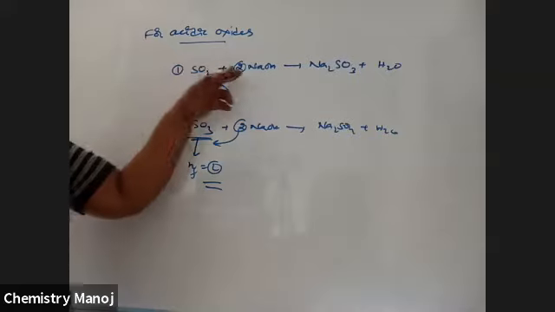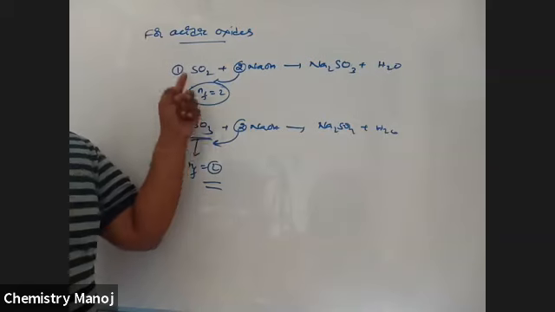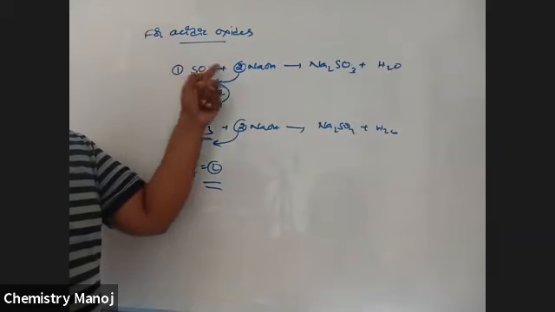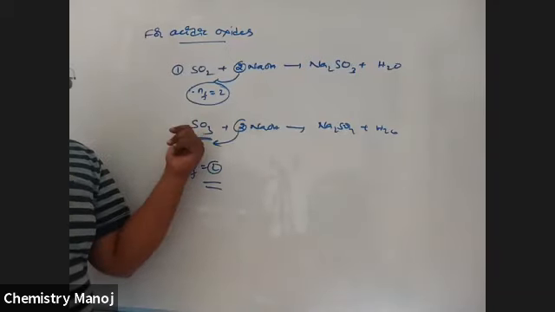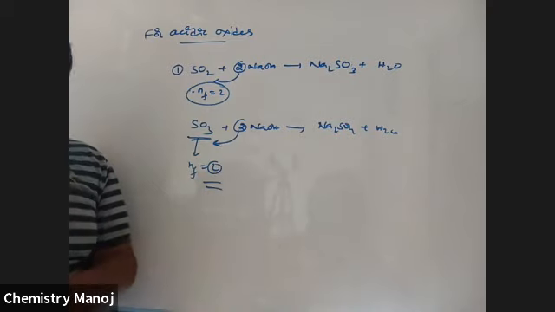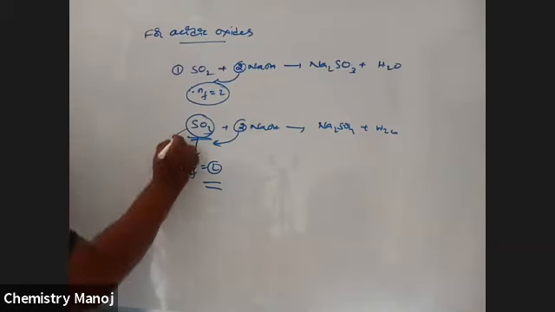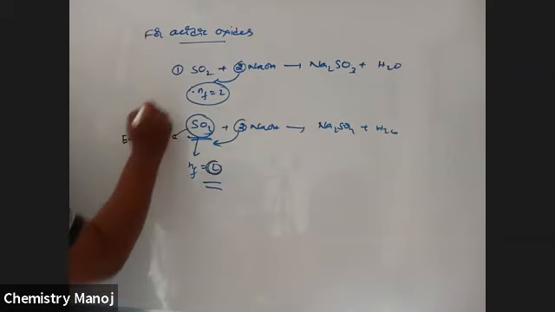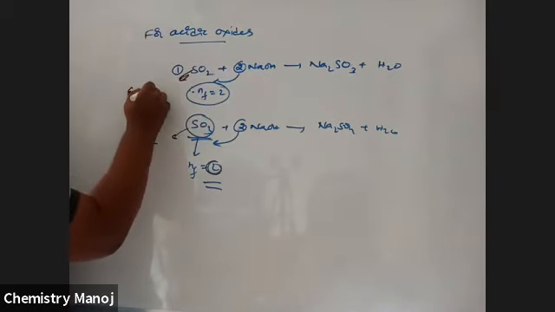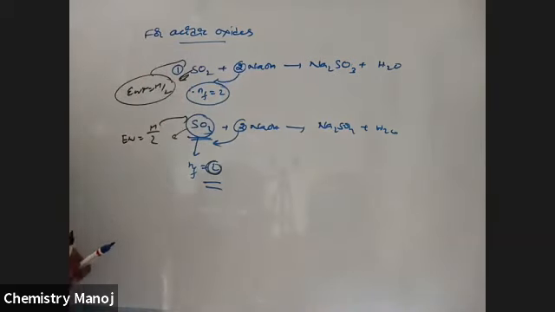So how many moles of base are involved in the reaction for 1 mole of the substance? 1 mole SO3 reacts with 2 moles NaOH. The number of moles of base that react with 1 mole of acidic oxide is the n factor for that particular substance. Therefore, for SO3, equivalent weight is equal to molecular weight by 2. Here also for SO2, equivalent weight is equal to molecular weight by 2. These are the equivalent weights of these acidic oxides.